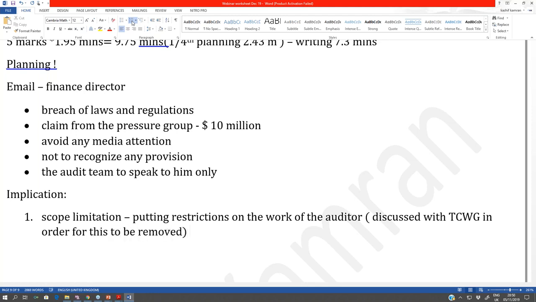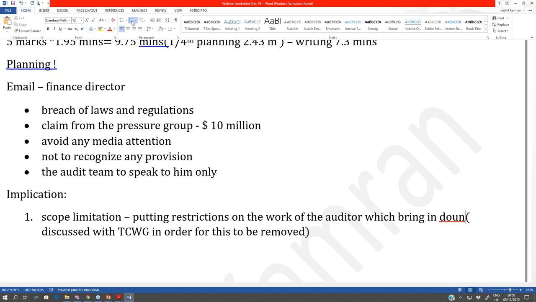So can you see the action in the bracket? But look at the issue. The issue is that the finance director is trying to put restrictions on the work of the auditor, which brings in doubt the integrity of the finance director, as if he's trying to hide something. Probably he's trying to conceal something from the auditor. That's why he's saying, just speak to me, don't speak to anyone else.